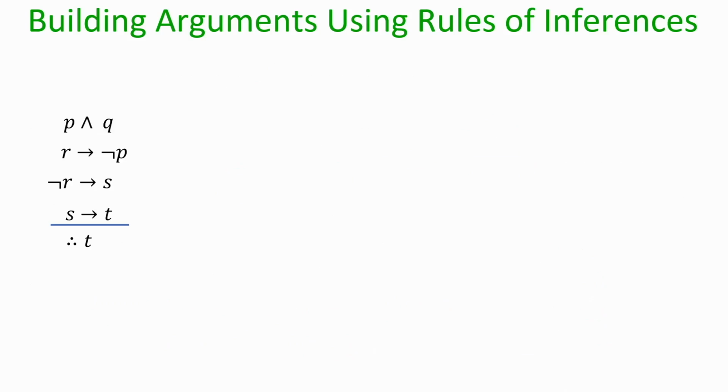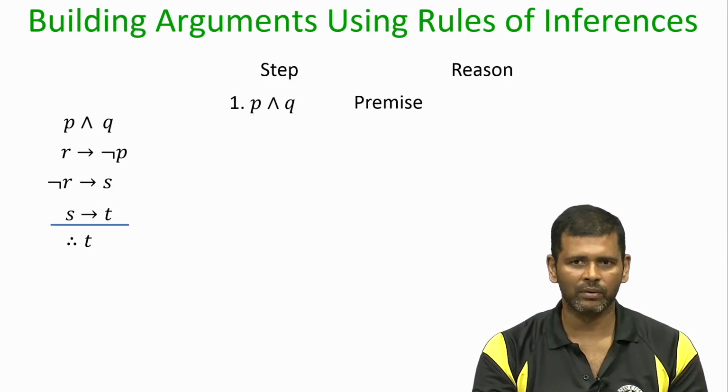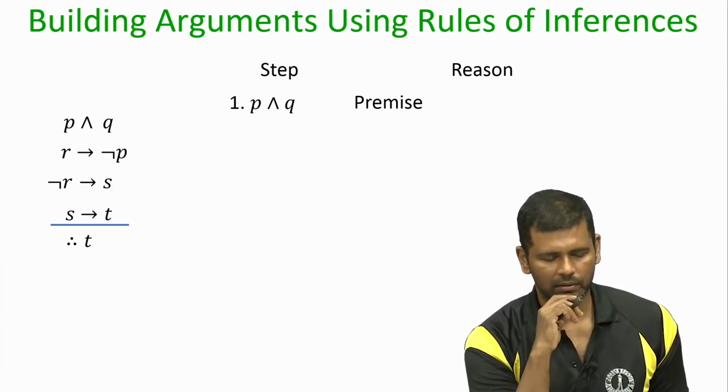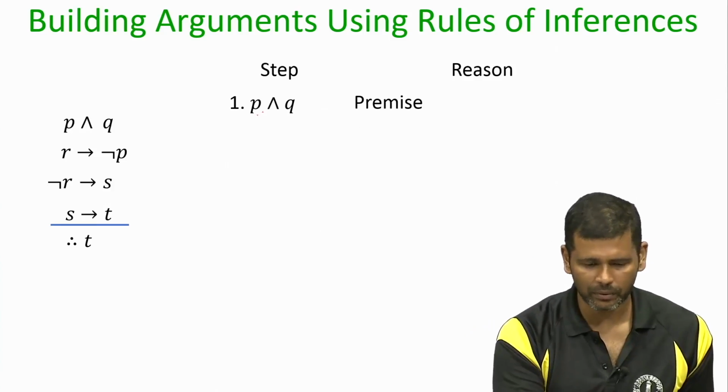So, what I will do instead is I will not touch the truth table here, but still I will be able to show you how we can verify whether this argument form is valid or not using well known standard rules of inference. So, here is the proof.